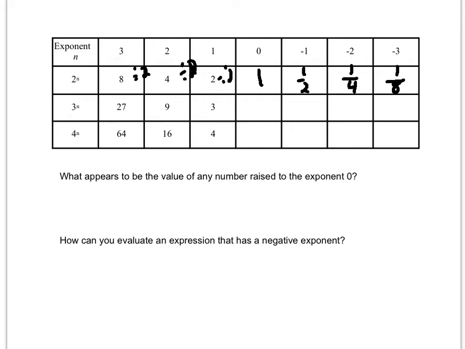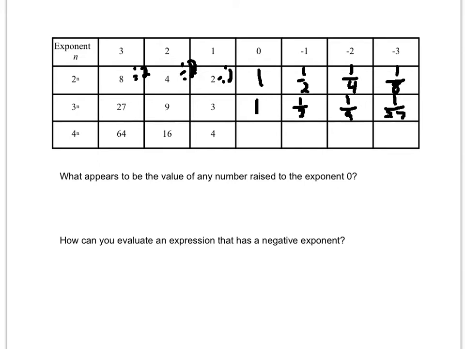So here, 3 to the third power is 27, 3 to the second is 9, 3 to the first is 3, so we're dividing by 3 every single time. So 3 divided by 3 would be 1, 1 divided by 3 is 1/3, and then 1/3 divided by 3 is 1/9, and then 1/9 divided by 3 is 1/27.